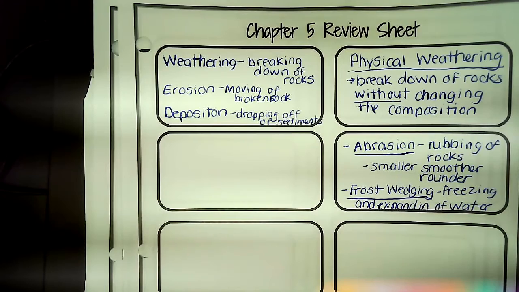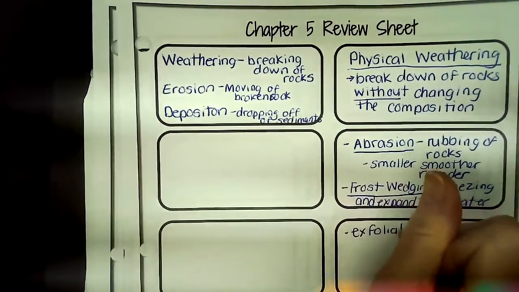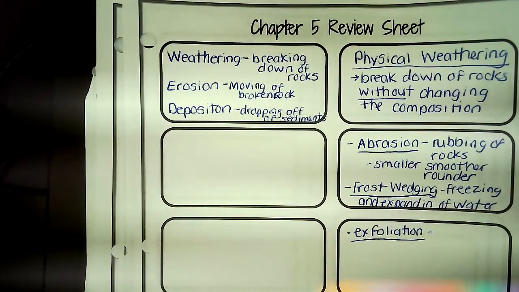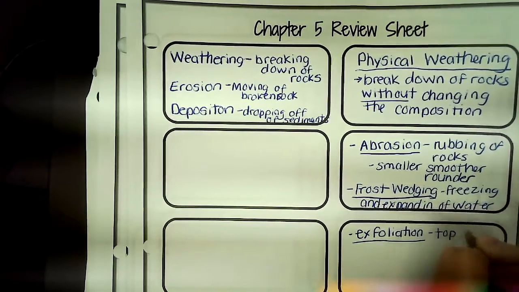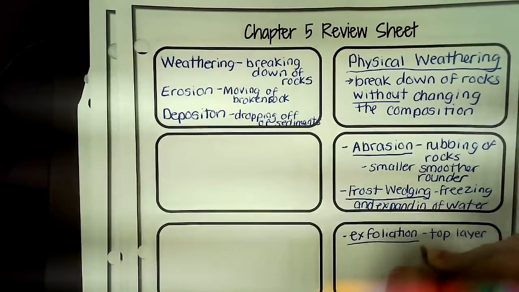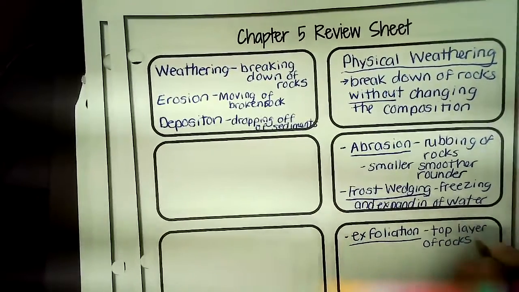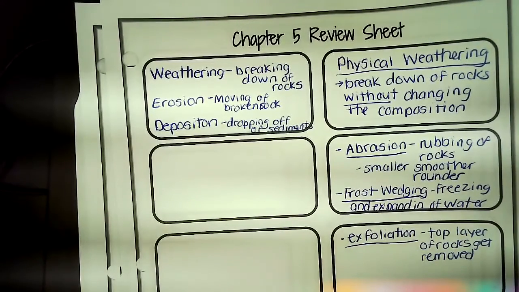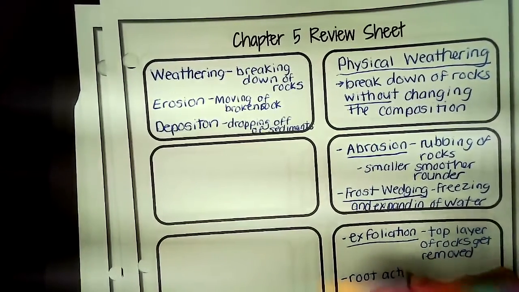Give me another one. You got it. Exfoliation. When you exfoliate your face, what do you do? Peeling off the dead layer of skin. Same here. Top layer of rocks gets removed. And there's one more. Root action, also known as root pry.